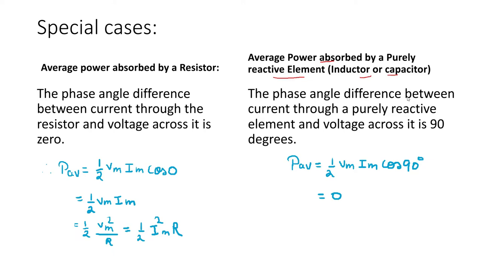Now, the average power absorbed by a purely reactive element like an inductor or capacitor. Here the phase angle difference between the current through a purely reactive element and the voltage across it is 90 degrees. It means the value of theta v minus theta I is plus or minus 90 degrees. Why plus or minus? Because for an inductor it is plus and for a capacitor it is minus. But cos plus 90 and cos minus 90 both have the same value of 0. Therefore, the average power absorbed by a purely reactive element is 0.